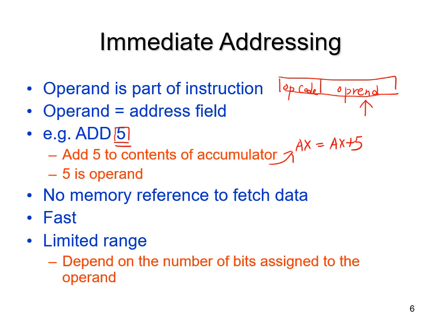Using the immediate addressing mode should be the fastest because you do not refer to any memory in order to fetch data, so it is very fast, but it has a limited range because the size of the operand is not too large. For example, you may specify 16 bits in the operand. That means you can add a value up to 2 to the power 16. If you have a larger value, then you cannot use the immediate addressing mode.